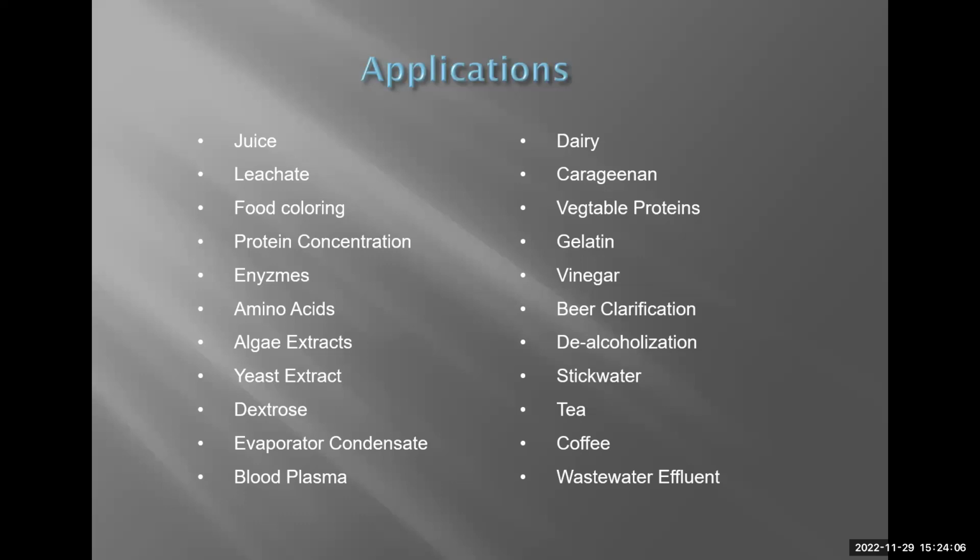Some of the different applications that we use membranes in, this is just a limited selection. This isn't all of them, but we use them for juice clarification and concentrate. We use them for leachate in the paper industry, food coloring, protein concentration, enzymes, amino acids, algae extracts, yeast extracts, dextrose, evaporator condensate, blood plasma for both animal and human blood, dairy, carrageenan, vegetable proteins, gelatin, vinegar, beer clarification, wine clarification, dealcoholization, stick water, tea clarification, coffee concentration, wastewater. There's multiple applications, so don't limit it to these ones, but they can be used in many applications.